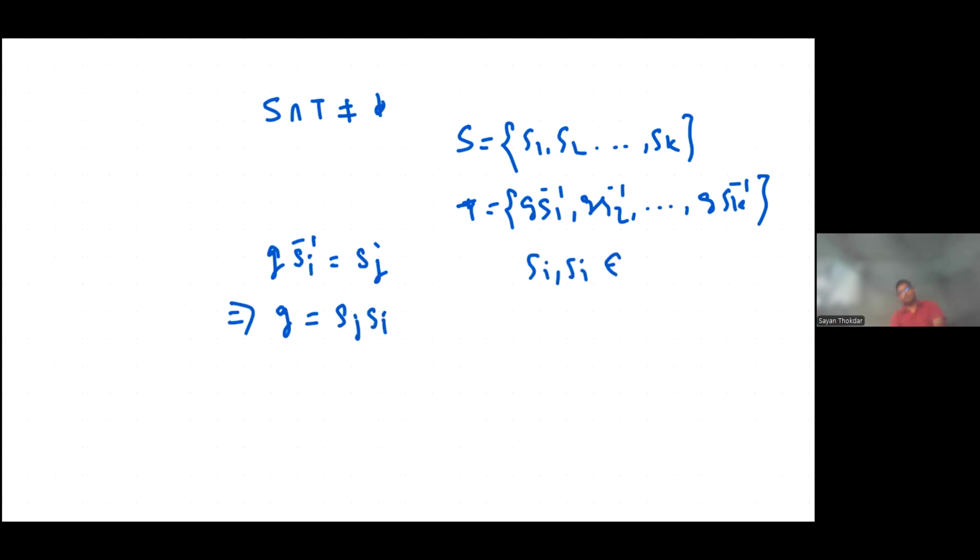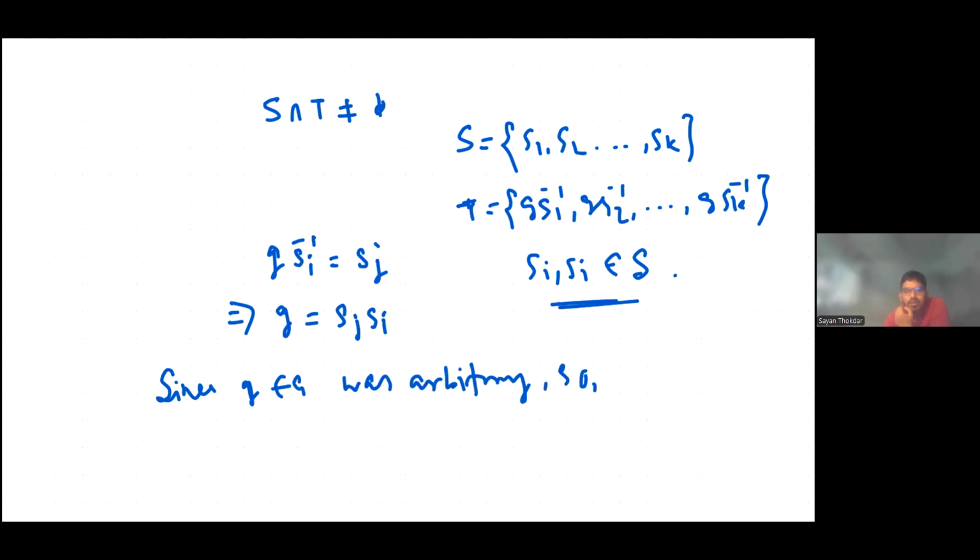Okay, clear? So we have shown that g was an arbitrary element in our assumption. Since g belongs to G and was arbitrary, our proof is done. Okay. So we have done that.